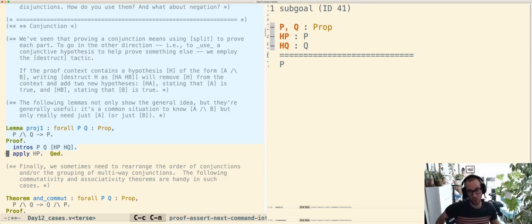Occasionally that bites you, right? If you wanted to prove the conjunction that's the same on the other end, well, you shouldn't have broken it apart. But you can always reconstruct it at very low cost. You just say split and then prove the parts and you're good to go. Okay, so much for that proof.